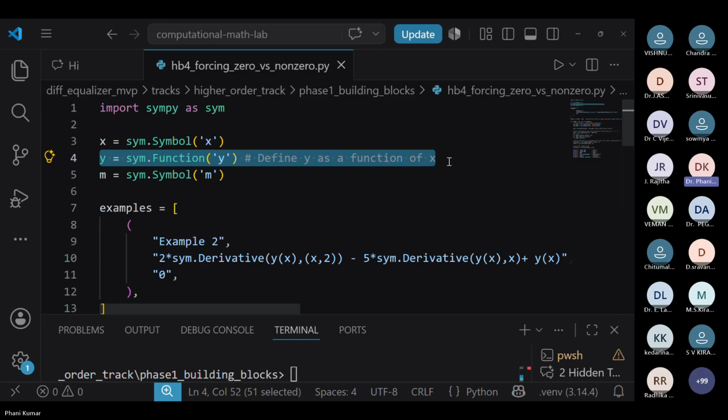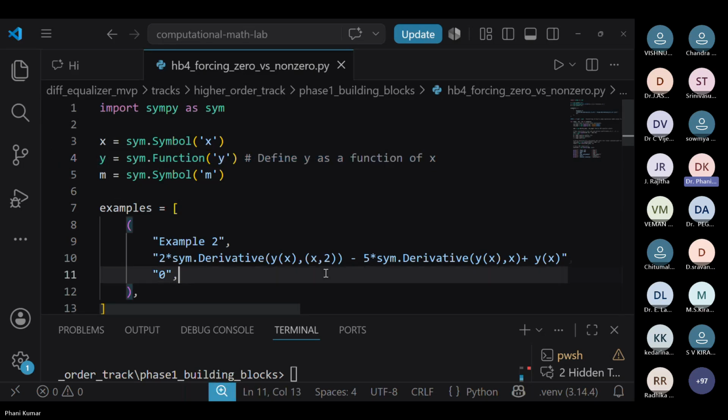And the next one, y is sim.Function of y. What is mainly important here is why it is taken as a function, because in derivatives we always have y depending upon x. So y is a function of x, dy by dx, d square y by dx square. For that we are going to take that y. That is the relation between y and x.